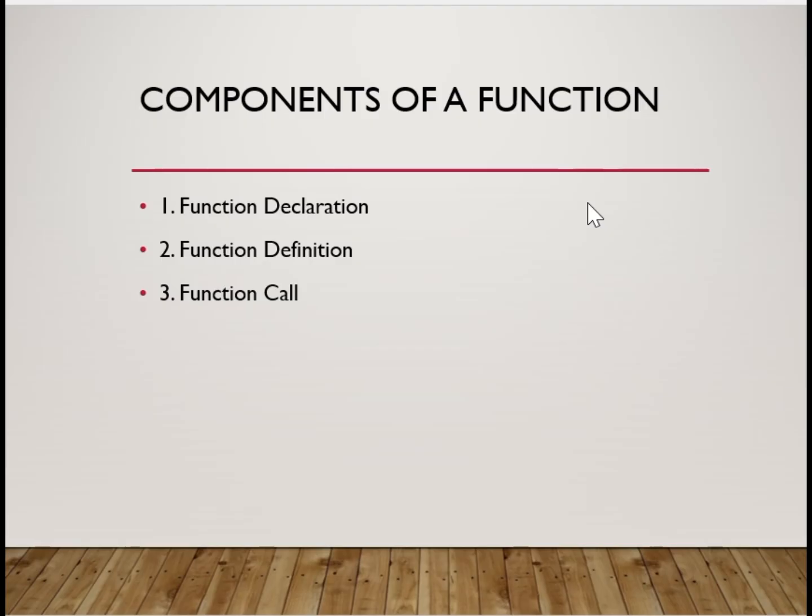Function definition. This contains the actual code or logic of the function. This is where we write the statements that perform the task. Function call. This is the statement that executes the function. When the function is called, the program control moves to that function, executes the code, and then returns back. So remember, declaration tells about the function. Definition contains the logic. Call executes the function.